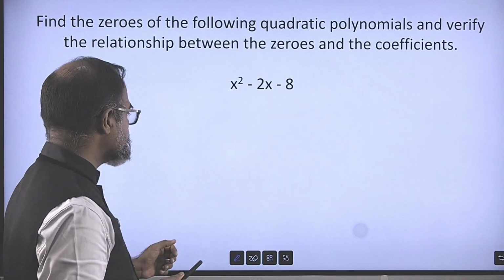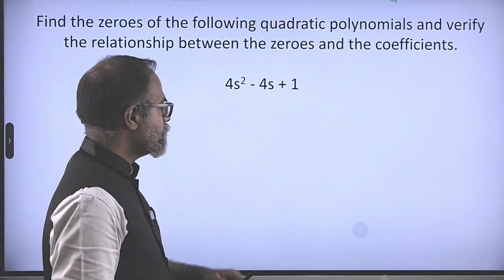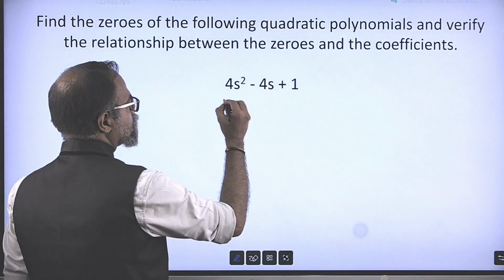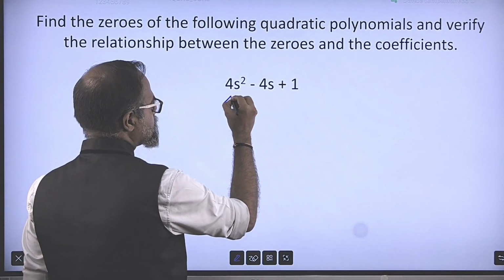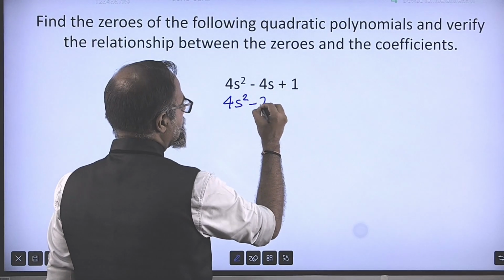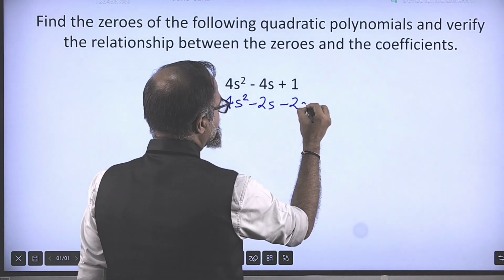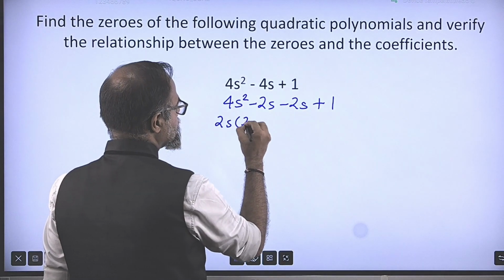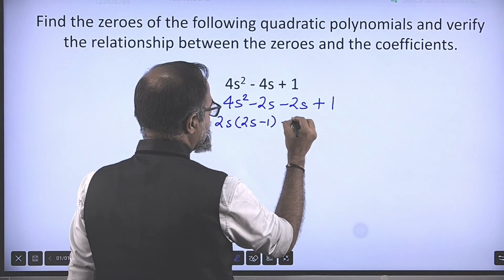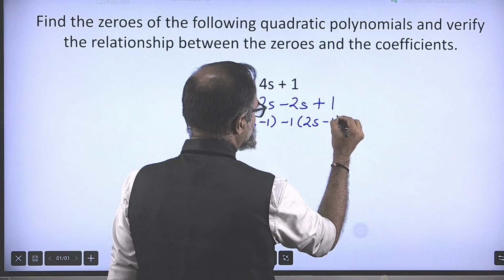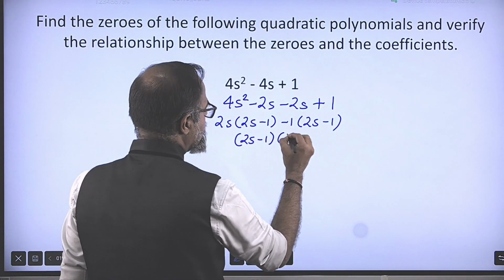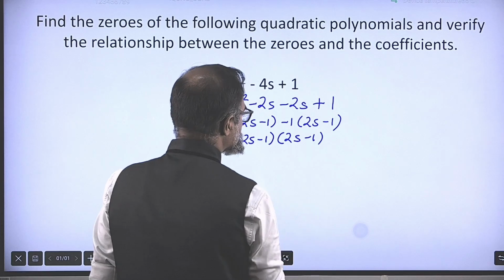Let's take yet another example. This time 4s square minus 4s plus 1. In this case, let's split the middle term as 4s square minus 2s minus 2s plus 1. So 2s into 2s minus 1 minus 1 into 2s minus 1. So 2s minus 1 and 2s minus 1.